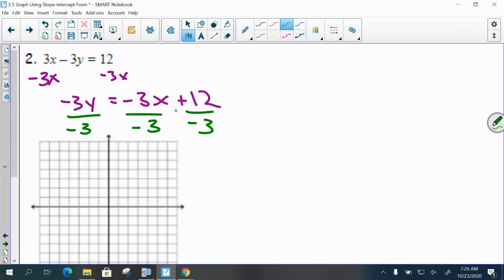And then you're also not done here. You have to simplify each of these terms. So this is going to become y equals, and negative 3 over negative 3 just becomes positive 1, so just x. Okay, anytime you have 2 negatives, they need to cancel out. And then here, you have 12 divided by negative 3, which is going to become minus 4.